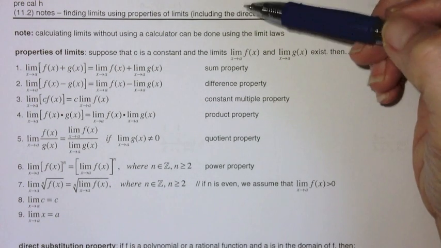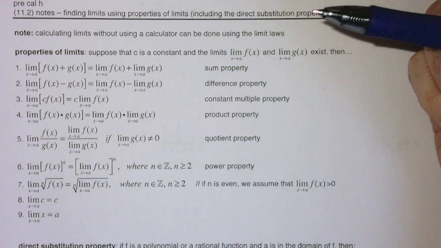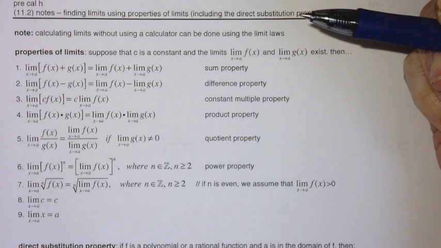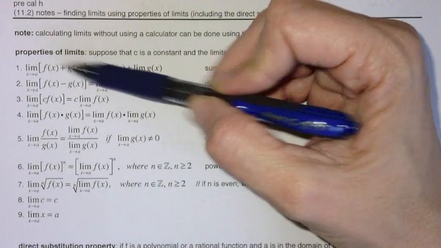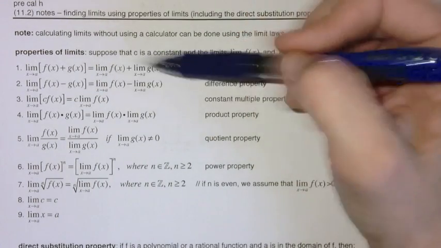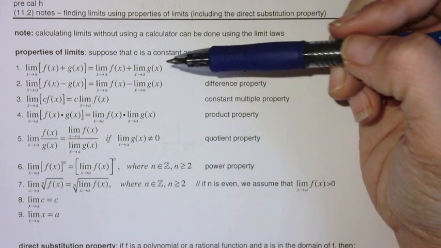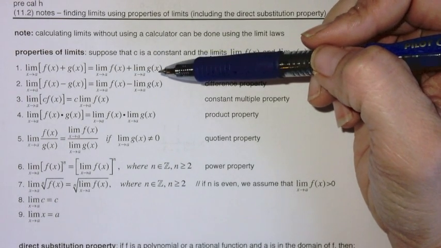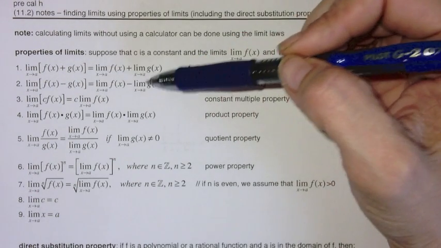The way we calculate limits without using a calculator is called limit laws or properties of limits. They're one and the same. So here's what you do. If you're adding two functions inside of a limit, you can split that up. So it's almost like distributing the limit. I hesitate to use that word, but we're tying it to something we already know. The same thing happens with subtraction. You get to split up that limit.